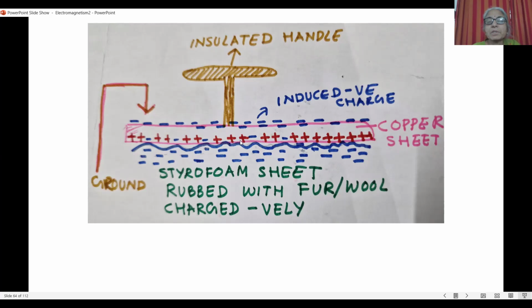So now you lift the copper sheet, use this positive charge, transfer it to other objects and do whatever you need to do with it. Okay, and then come back. Once again, you place it on this styrofoam sheet and the whole process repeats. So you can charge this copper sheet many times. Each time you place it on the styrofoam sheet, touch it, and then lift it up.